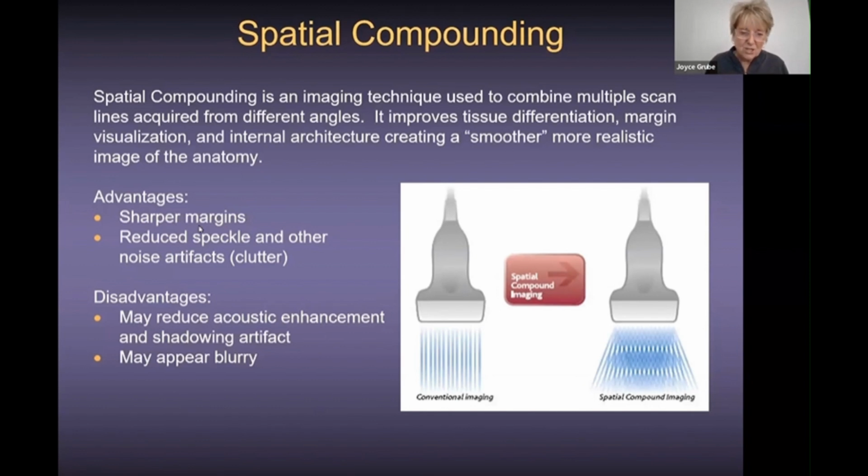Advantages: sharper margins, less speckle, less noise. Disadvantages in breast imaging, unfortunately, may reduce our acoustic enhancement and shadowing, so it may have an effect on our diagnostic markers. And that's why our docs don't like the compounding to be super high with breast imaging. Although, again, it's just the level of smoothness that you like. If it's super high, it might appear a little bit blurry.